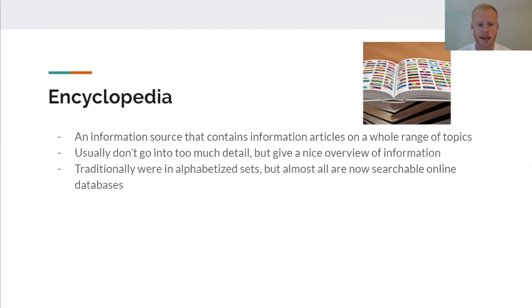Traditionally, they used to be in alphabetized sets, so it would be a bunch of books from A to Z, and you would have to go to the M's to look for the article on mice. But almost now, all of them are searchable online databases, and we're going to talk about databases in a second.